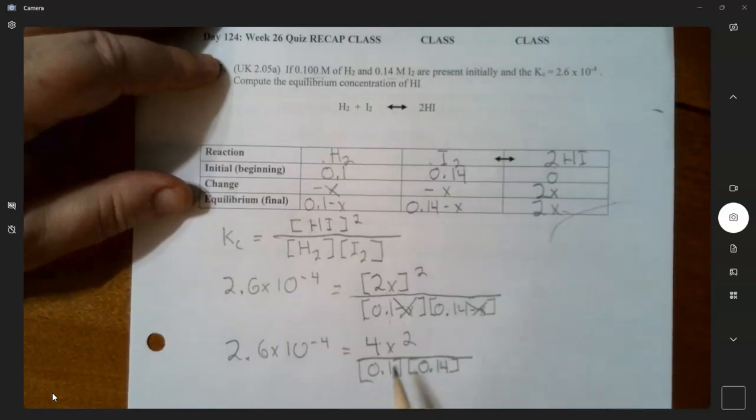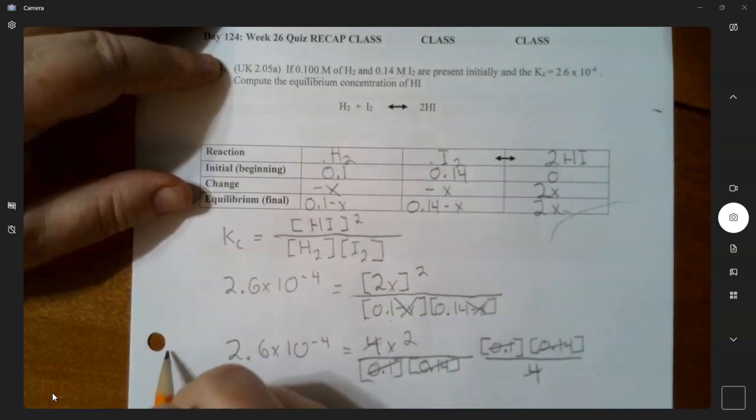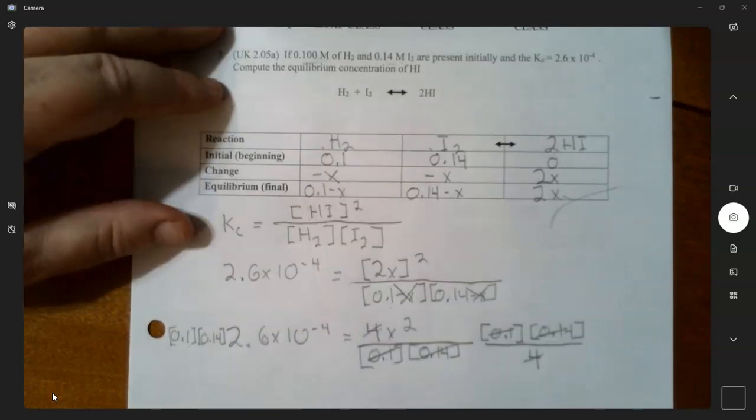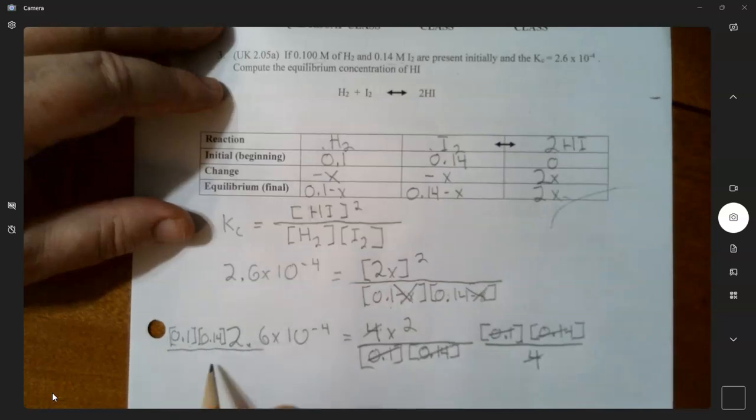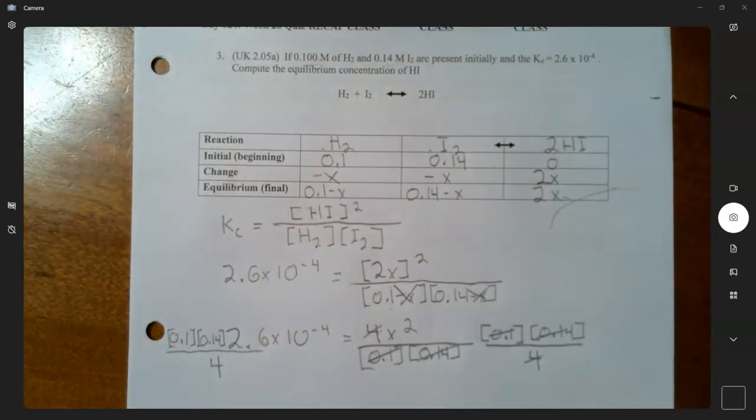Okay, so we're going to multiply both sides by 0.1 and 0.14 to make these cancel, and divide by 4 to make this cancel, so you end up with just x squared over here. Okay, so let's go ahead and do that. Cancel, cancel, cancel, cancel, cancel, cancel. Now we have to do the same thing on this side, so... Okay, so 0.1 times 0.14 times 2.6 is what we're going to have here, and then we divide it by 4. Okay, so 0.1 times 0.14 times 2.6 divided by 4 is what you're going to put over on that side.